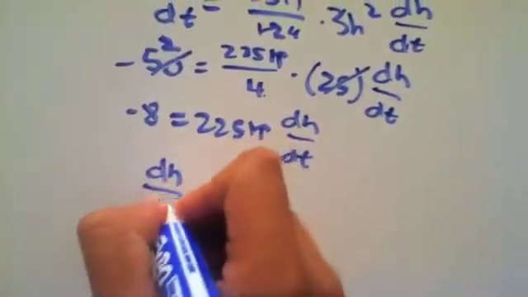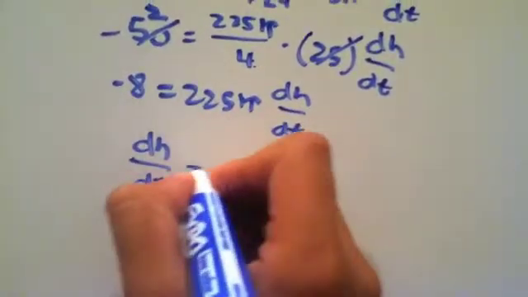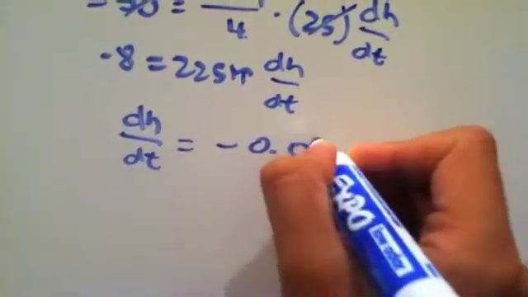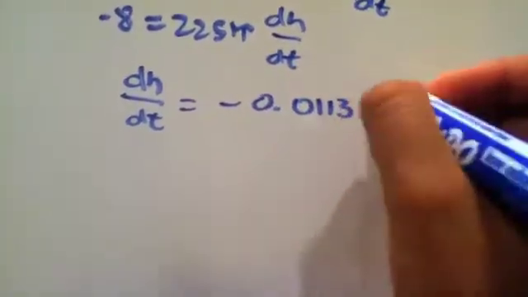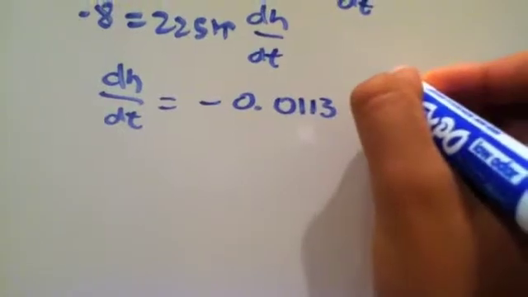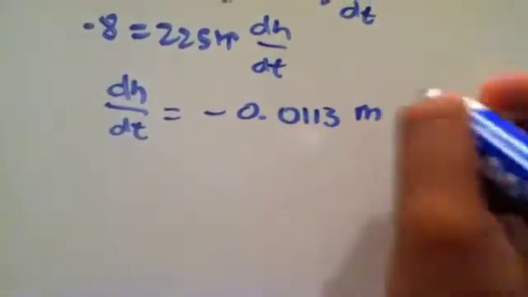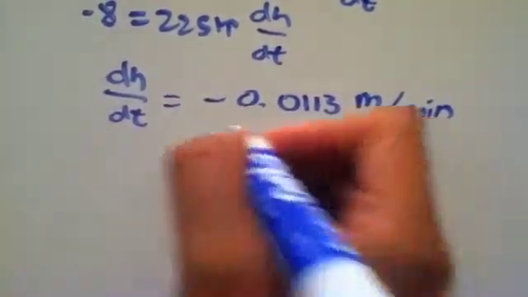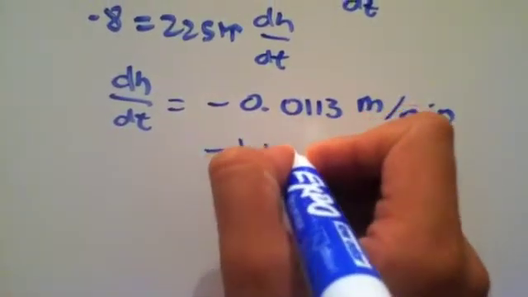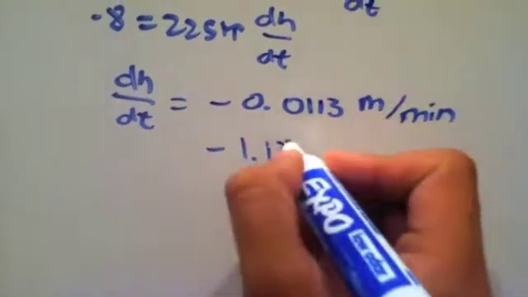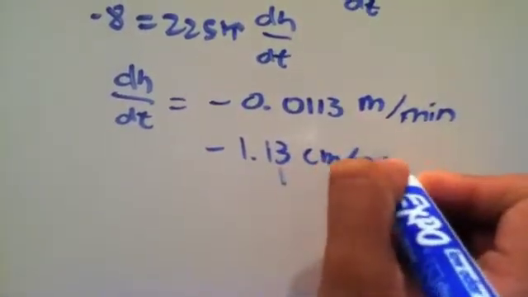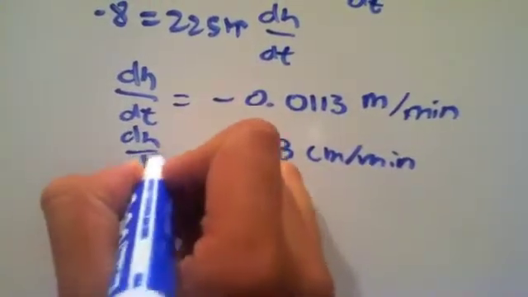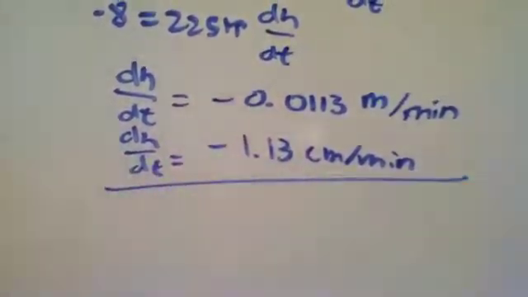Solving this, dividing negative 8 over 225 pi is approximately negative 0.0113 meters per minute. That is the change in height, so it's like negative 1.13 centimeters per minute, which is another better way of writing it. So that's the change in height.